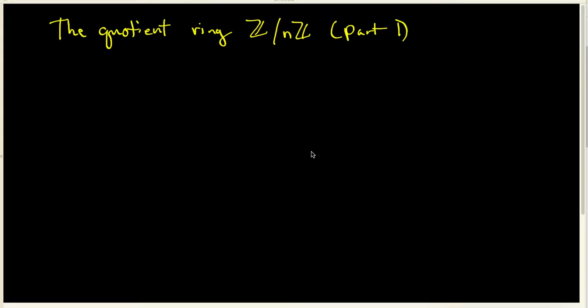Start the study of a new algebraic structure called quotient rings. And in this particular video, we're going to look at a specific example of a quotient ring. It's given this name, which is read as Z mod nZ. And so the first thing that I want to do is define the situation of what we're looking at here.